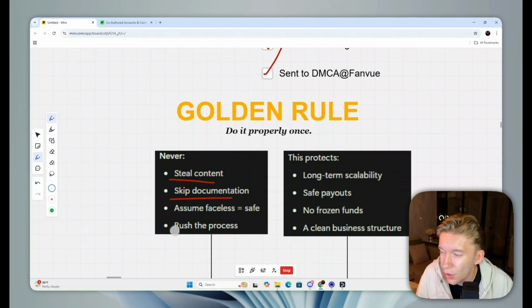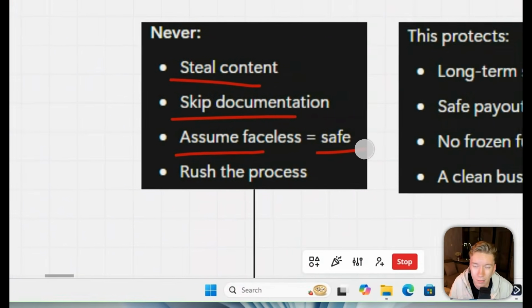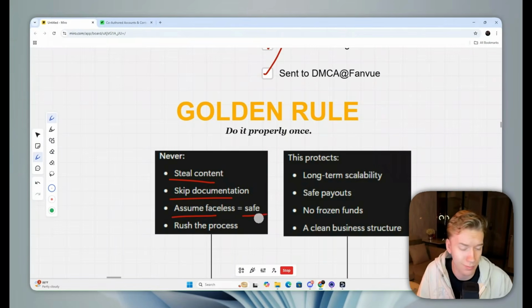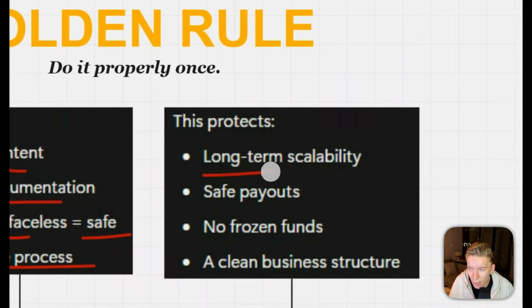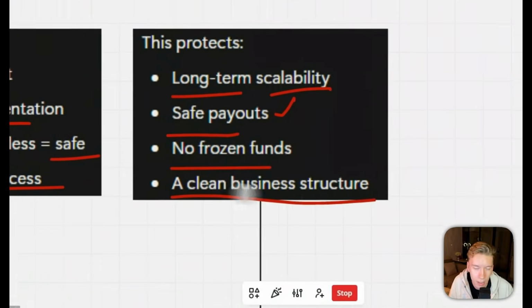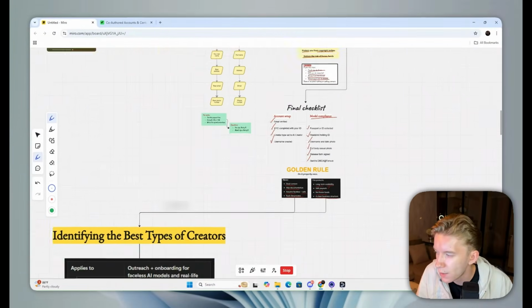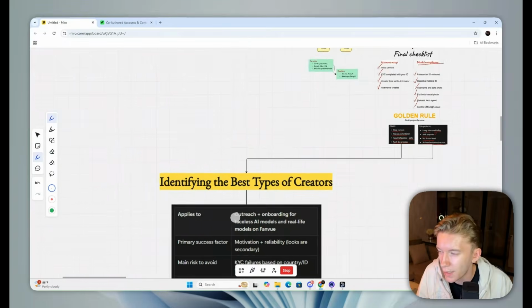So again, don't assume faceless is safe, because you might assume, oh, there's no face to it, I can use anybody. No, just do it properly. Don't skip the process, literally. And again, this protects you so you can scale the model long-term, and multiple models too. It protects you for safe payouts. There's going to be no frozen funds, and you've got a clean business structure. There's no point doing it if there's not a clean business structure.